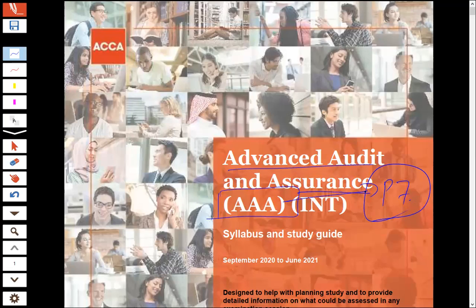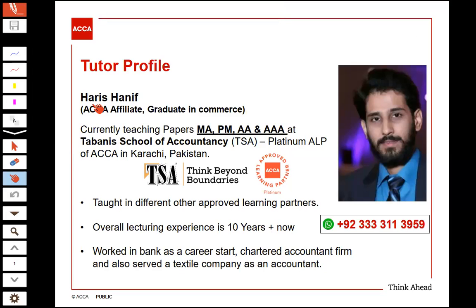First of all, I would like to introduce myself. My name is Haris Hanif, and I am an ACCA affiliate and graduate in commerce. Currently, I am teaching papers MA, PM, AA, and AAA at Tabani's School of Accountancy, which is the only platinum institute in the South region in Karachi, Pakistan. Paper MA is known as F2, PM is F5, AA is F8, and AAA is P7.